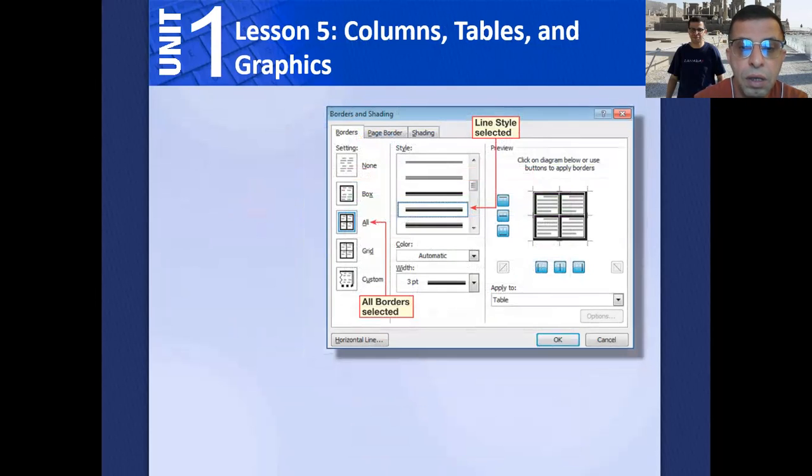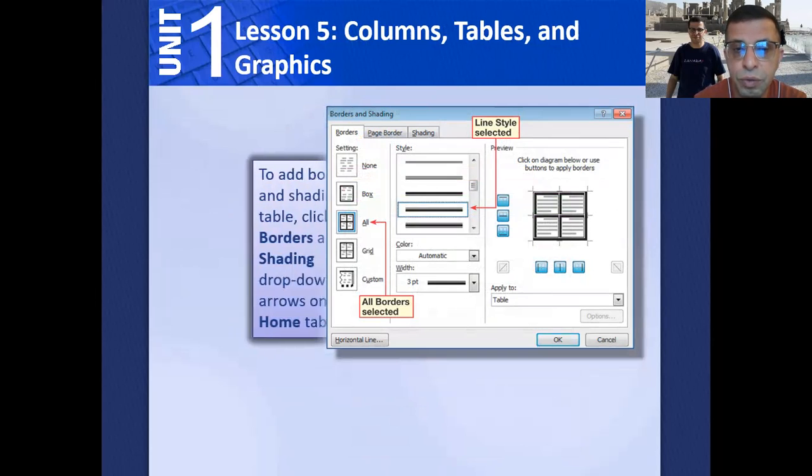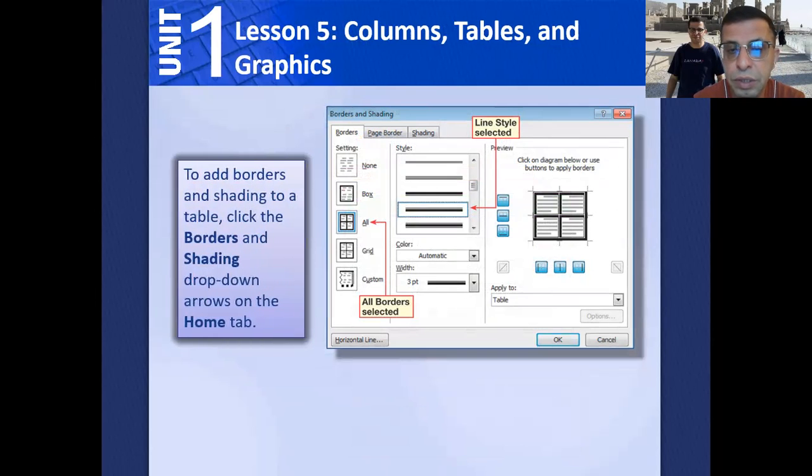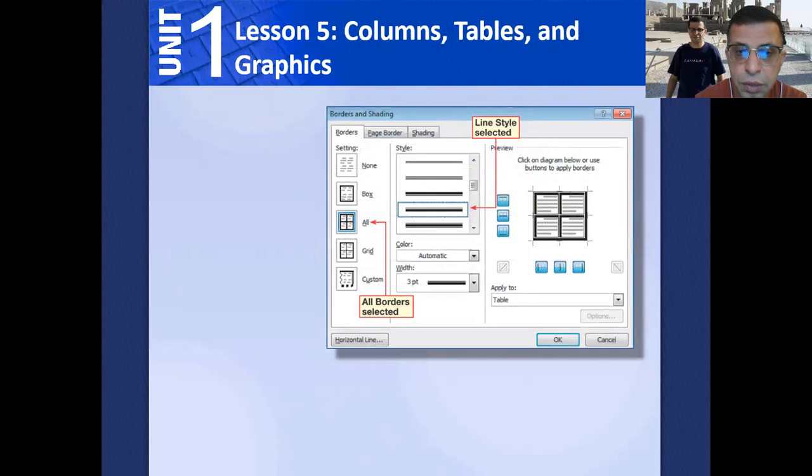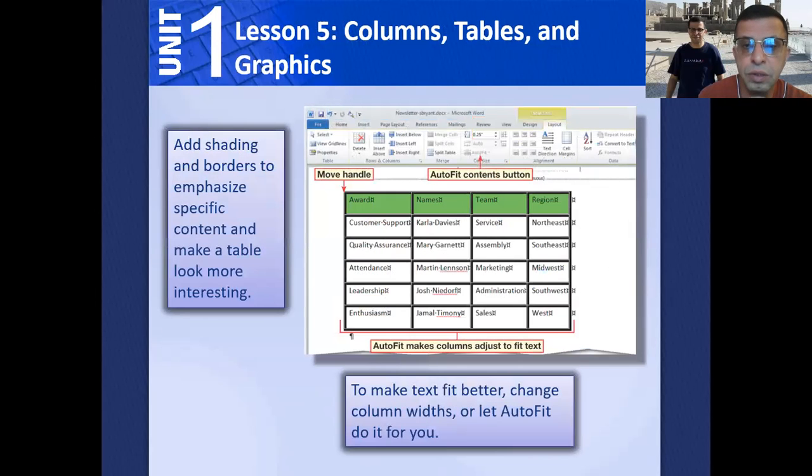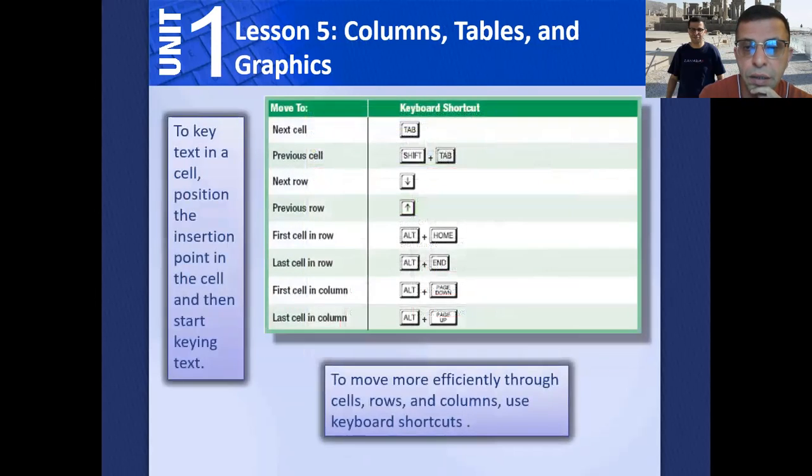Now, when we want to make borders to make it look nice, first of all, you can have it shown for you, and to add a border and shading to the table, click the border and shading drop-down arrow on the Home tab, which is this one. Can you see here the border shading?